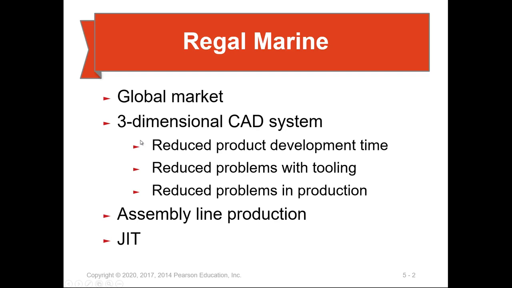Regal Marine is a boating company in Orlando that uses global market and just-in-time strategies in the production of the company's products. In addition, the company uses 3D or three-dimensional CAD systems to reduce product development time, reduce problems in tooling, and reduce problems in production. The company's production is based on an assembly line approach. This is the opening story of this chapter, which explains the success that will be achieved when selecting the proper product design strategy.